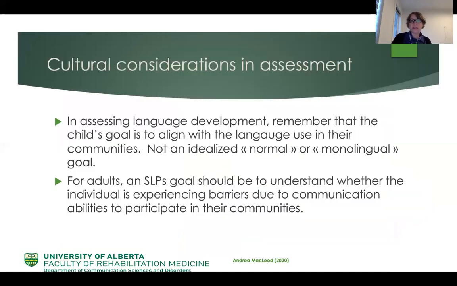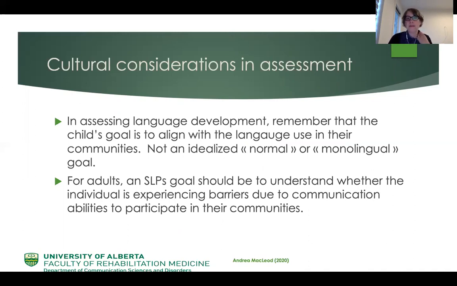So some cultural considerations and assessments. When we're assessing language development, we need to remember that the child's goal in learning a language is to align with the language use in their communities. So we're not expecting the child, and we shouldn't be expecting any child, to reach an idealized norm or a monolingual goal, especially for the multilingual children. So really thinking about what the language use expectations within their community are as a goal, as much in their first as their second language.